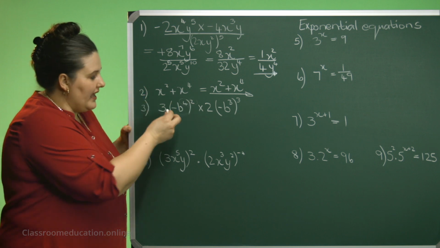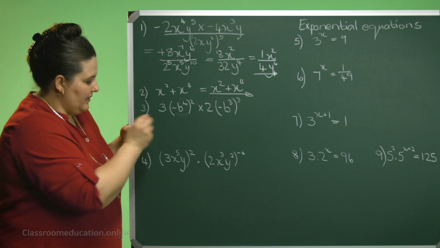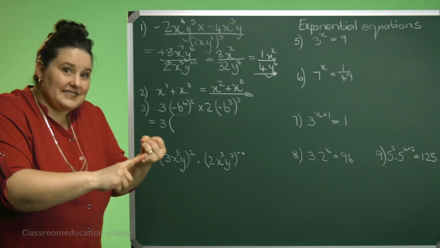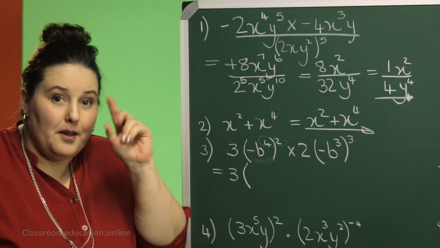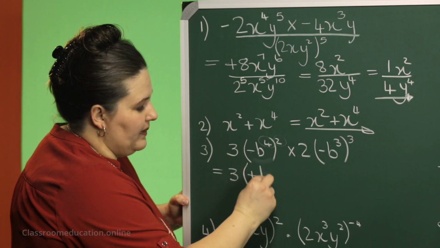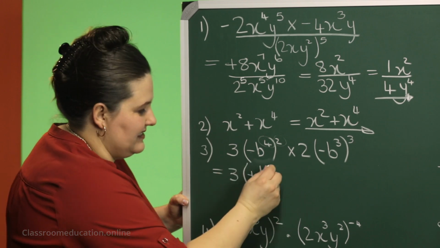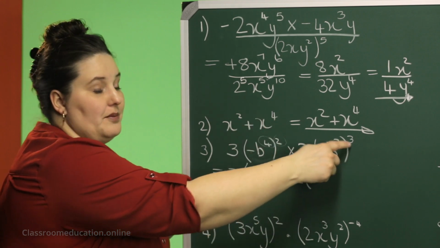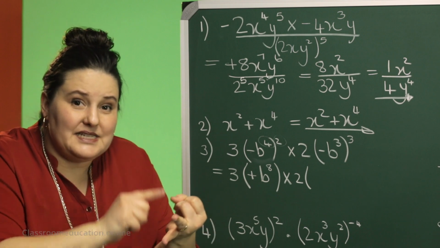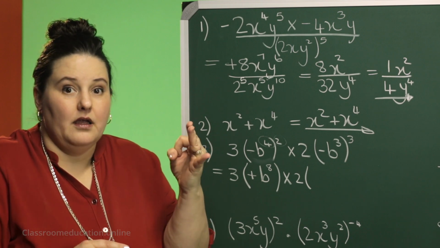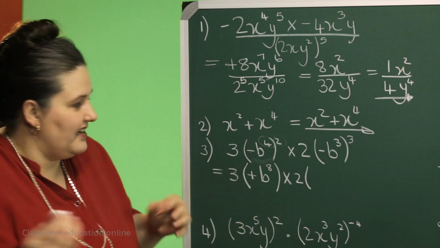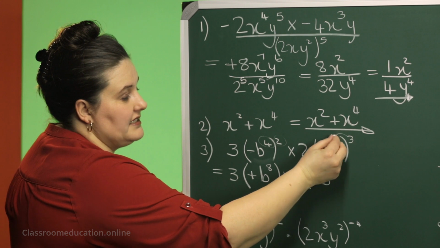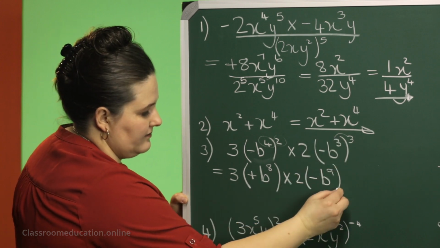But careful, I have a negative sign there as well. So I have 3 bracket. So I need to say a negative times a negative, and that will become a positive. Positive b to the power of 8 times 2 brackets. This one, it's to the power of 3. A negative times a negative times a negative stays a negative. So it's negative b, and now to the power of 3 times 3, 9.